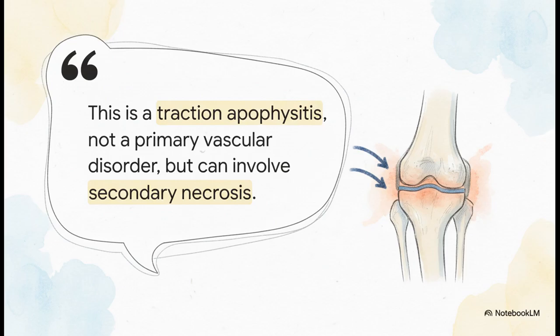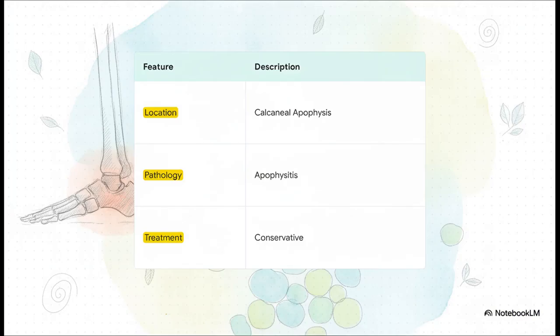And our last stop on this tour is the heel, with Morbus Haglund-Sever. You guessed it, it's another classic apophysitis. This time, the action is at the back of the heel. It's inflammation of that growth plate on the calcaneus, right where the big Achilles tendon hooks in.